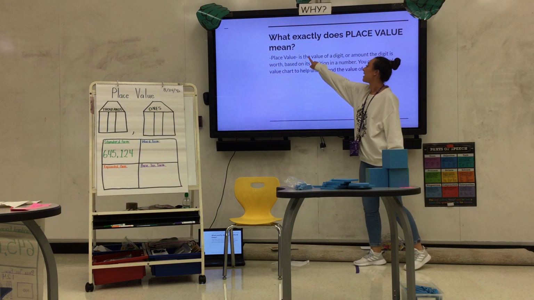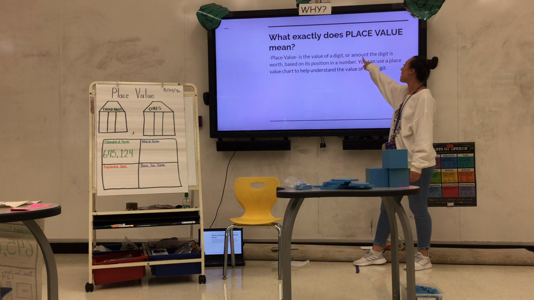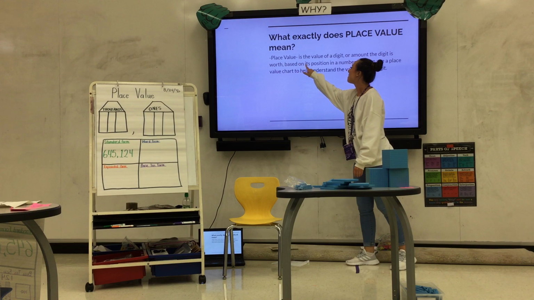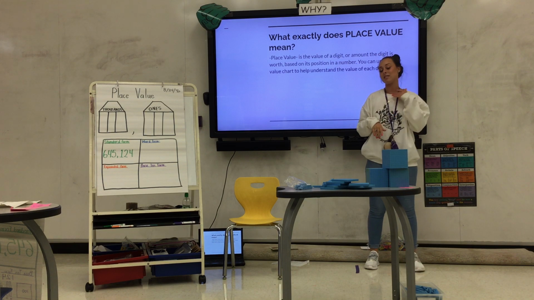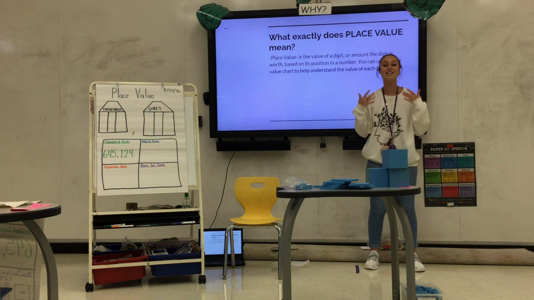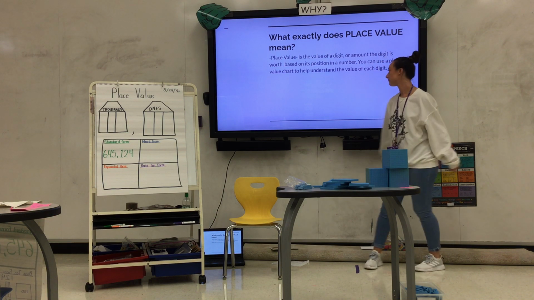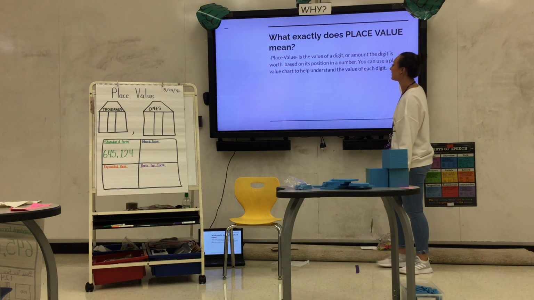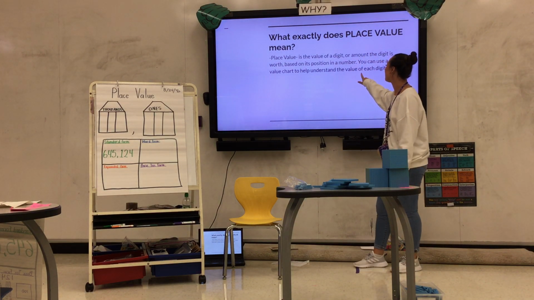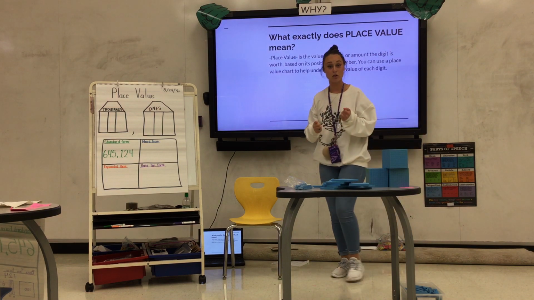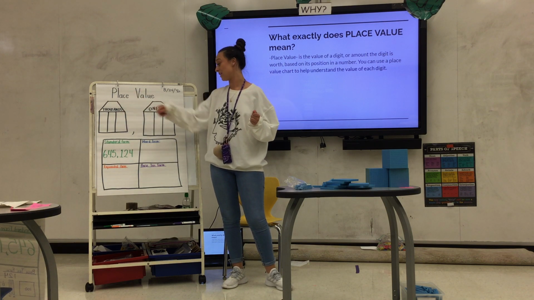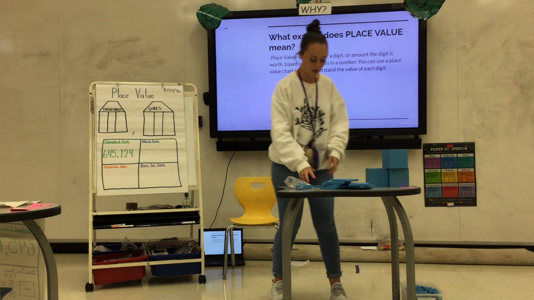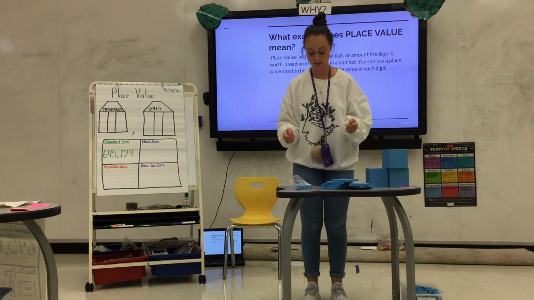Place value is the value of a digit, or the amount the digit is worth, based on its position in a number. And a digit can be 0, 1, 2, 3, 4, 5, 6, 7, 8, or 9. It would not be 10 because 10 would be two separate digits. You can use a place value chart to help you understand the value of each digit. And that's what I'm going to show you today. We're going to be talking about the different places in each one of these digits. Okay? First, I'd like to show you a visual representation.